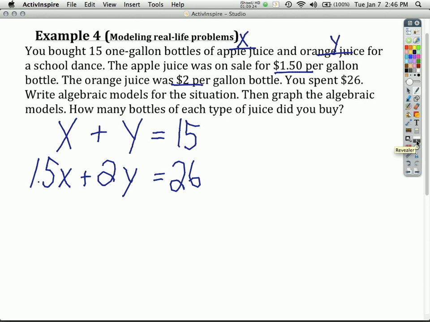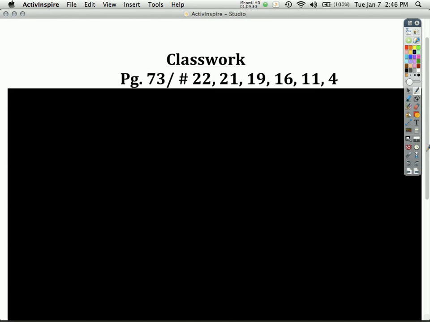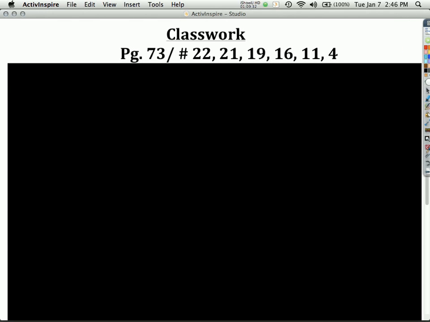Okay? So you're going to immediately see something like this when you do your classwork. So, draw a line across your paper. Your classwork is, on page 73, you're going to do numbers 22, 21, 19, 16, 11, and 4.